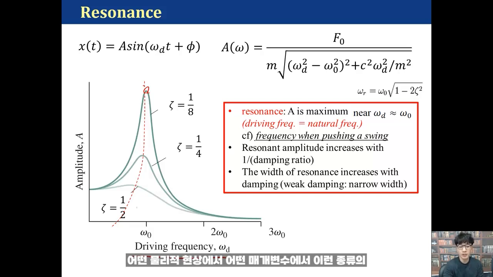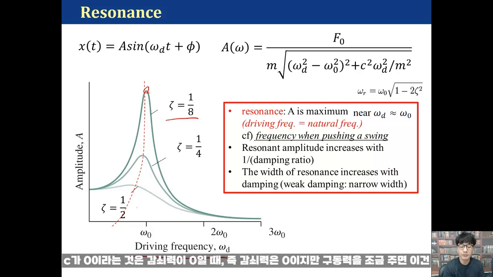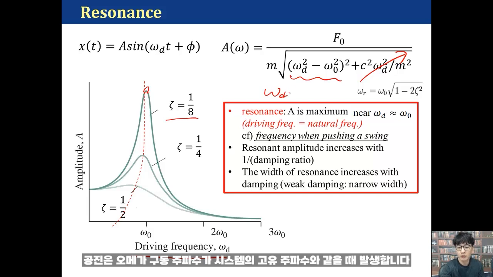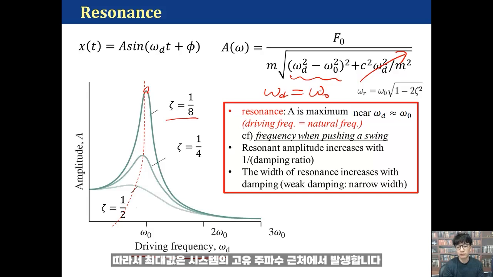This kind of peak happens in any physical phenomena. If this kind of peak happens with some parameter, we call this resonance. So resonance occurs with the driving frequency. When C is 0, that means the damping force is 0, but we give some driving force. Then when is this amplitude maximum? When does the resonance occur? Resonance occurs when the driving frequency is equal to the natural frequency of the system. So the maximum occurs near the natural frequency of the system.